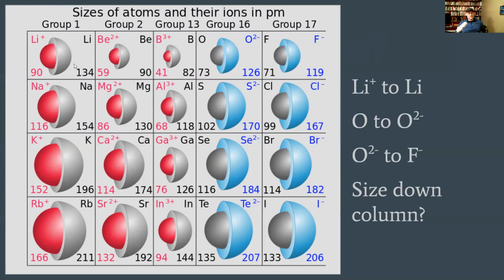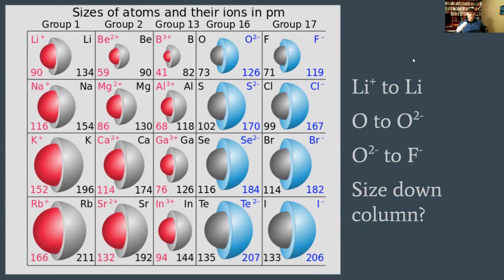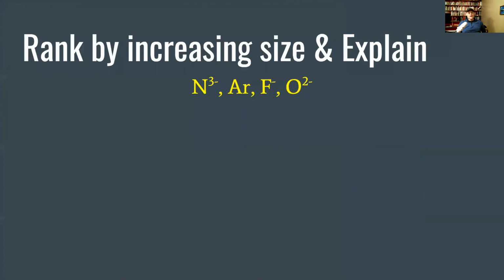All right, other question. Why are the sizes just getting bigger as we're going down the periodic table every time? When we're going down the periodic table, we end up adding energy levels. And each time we add an energy level, it's going to get further away from the nucleus. So take a moment, rank the following by increasing size and explain why it is increasing in size.